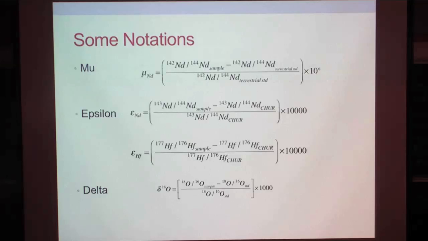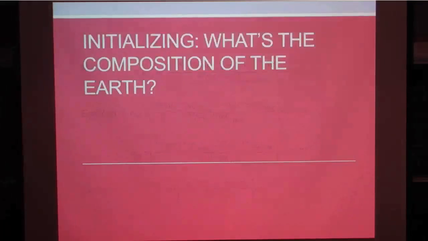Okay, just a review of some notation, and some of the notations I'm going to use here. We'll see mu in just a minute. This is a deviation in parts per million from a terrestrial standard. Epsilon notation are deviations in parts per 10,000 from chondritic value. This basically, CHUR means chondritic here. And then Annette already introduced the delta notation, for example, for oxygen, our sample versus some standard.